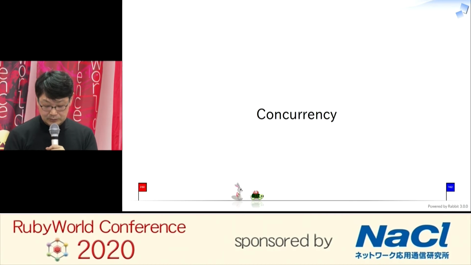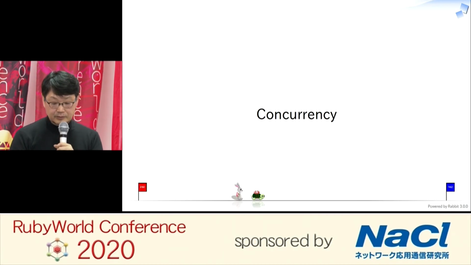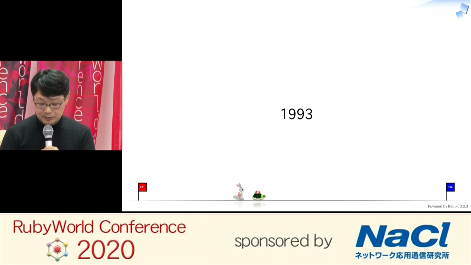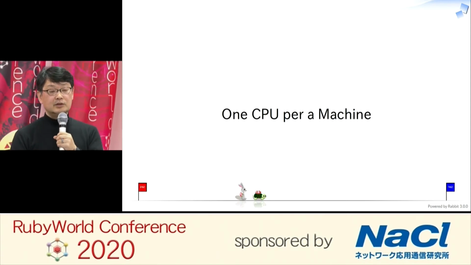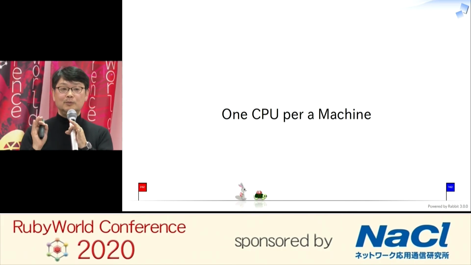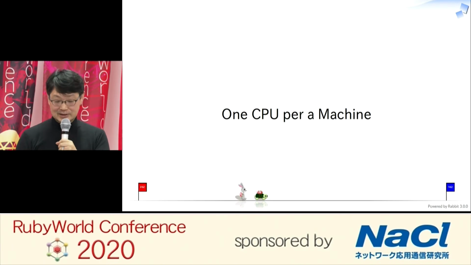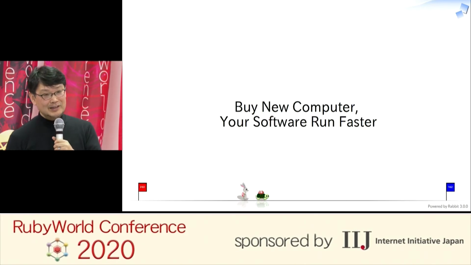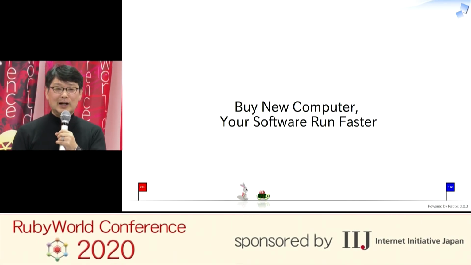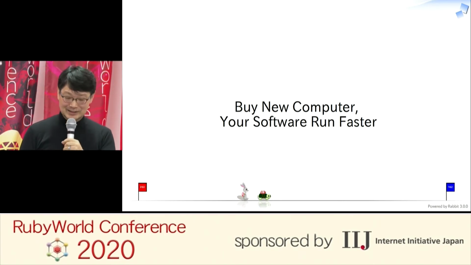And also for concurrency, compared to the past, well, in fact, it was 1993 when I started to write Ruby. The number of CPUs per computer has increased. Back in 1993, one computer always had one CPU, that's all, period. But in those days, the performance of the computer increased dramatically every year. To increase performance, we simply bought a new computer. We didn't have to change the software at all.